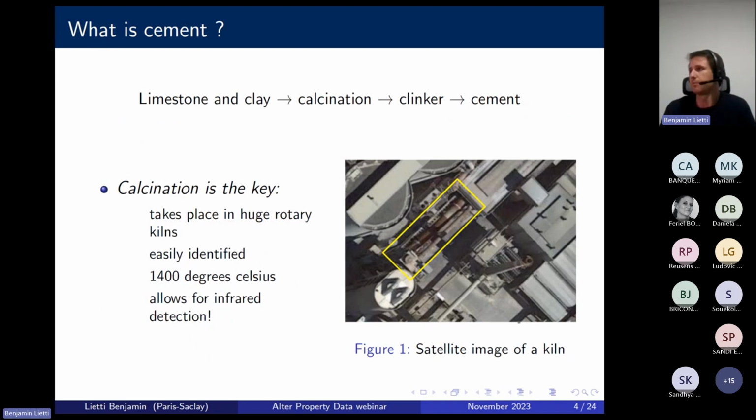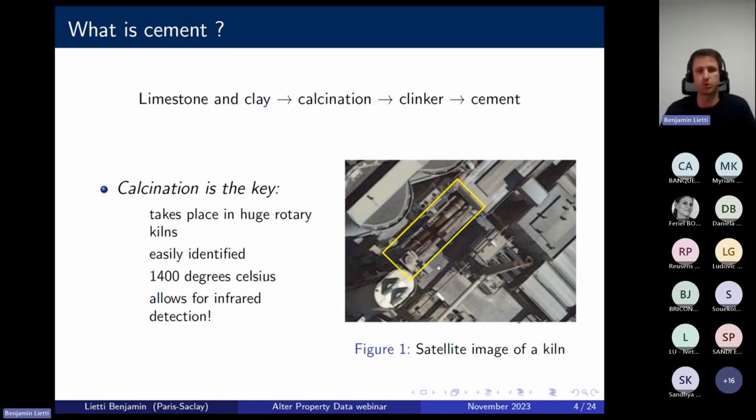So to understand what we've done, it's important to understand how cement is made. It's basically raw material that goes through a chemical process called calcination, which then synthesizes clinker, the main constituent of cement. And this calcination takes place in a huge rotary kiln. That's a kind of big oven, like the one you can see in this picture. They are very easy to identify, since, as you can see, it's very obvious where these kilns are.